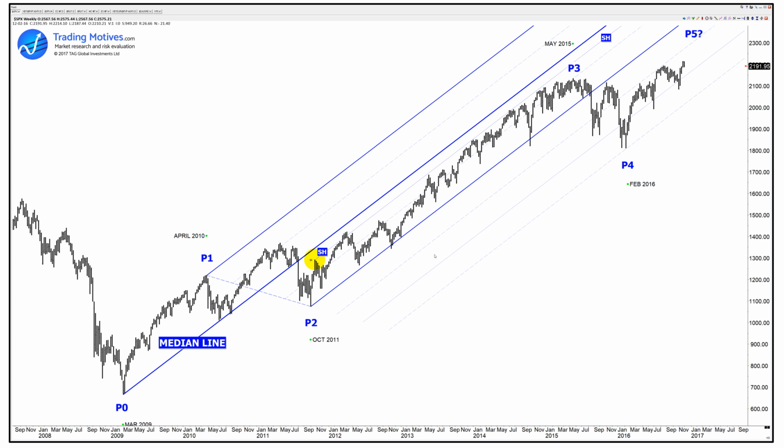Now, if we apply sliding parallels, and I've denoted them SH here, here's a typical one, it's taken off this internal pivot here. You can see how that acted as resistance on numerous occasions, and that helped to build validation not just for the median line, but for that particular sliding parallel. So you can see the significance of that sliding parallel. I've shown it in pink here so that it stands out. It defined resistance numerous times.